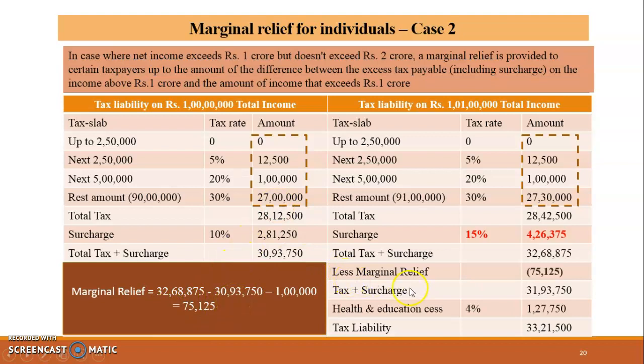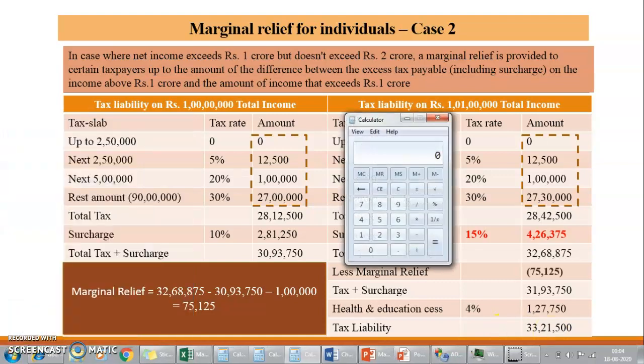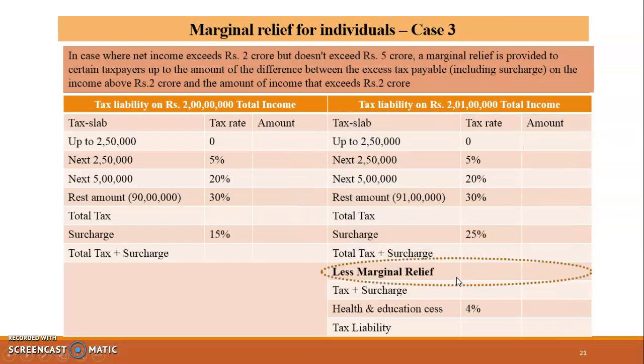Again you will subtract it. Then this is the adjusted tax and surcharge. Then you add health and education cess normally. Then this is the tax liability. You can again cross check your answer by subtracting: the adjusted tax plus surcharge, 31,93,750, minus the lower threshold total tax and surcharge, 30,93,750. So it is 1 lakh, which always equals the exceeded income. Okay, understood? So this is clear.